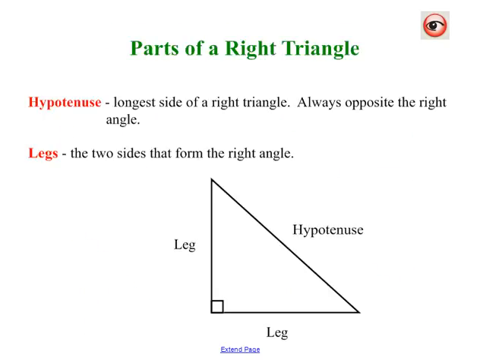Now let's talk about right triangles. Let's define hypotenuse. It's the longest side of a right triangle, and it always is opposite the right angle. You can see the diagram below. The hypotenuse is the longest side and it's opposite the right angle. Opposite means it's across the triangle from it. The legs are the two sides that form the right angle. In the diagram below, you can see the two legs that intersect to form the right angle.